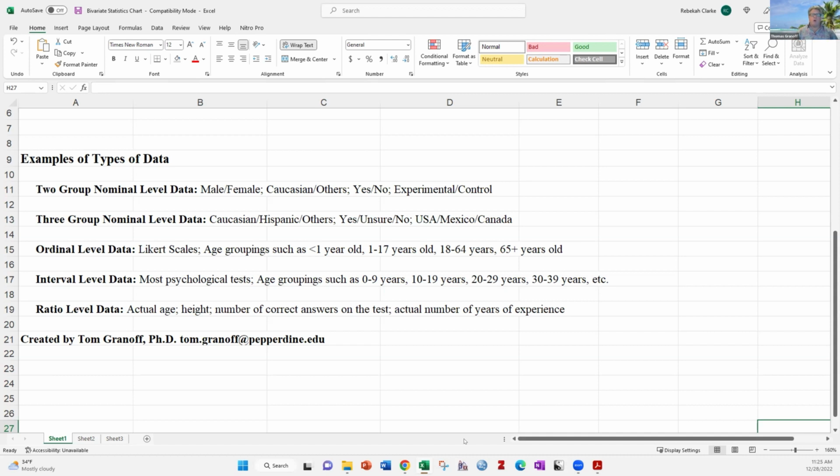The four types are nominal, ordinal, interval, and ratio. And you'll notice on my little chart here, we split nominal up into two types: if there's only two groups of people, or if there's three or more groups of people. Two groups of people is sometimes referred to as dichotomous. Male and female, Caucasians and others, yes or no, experimental or control.